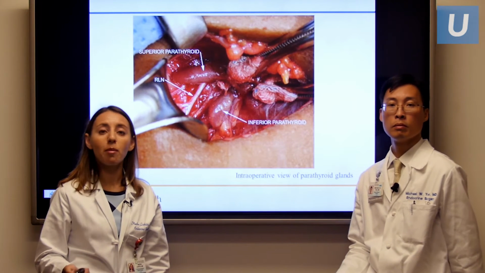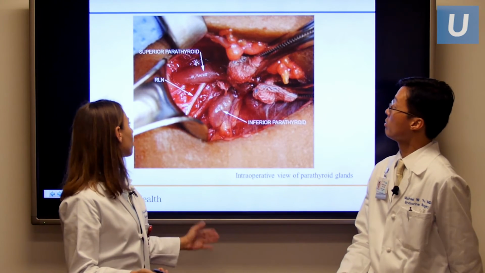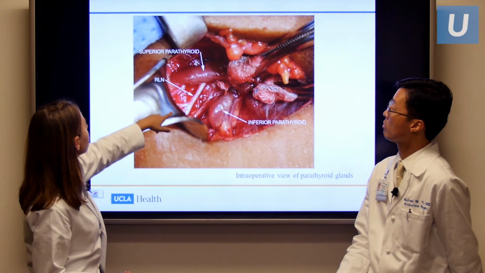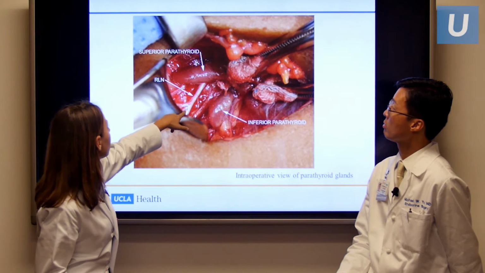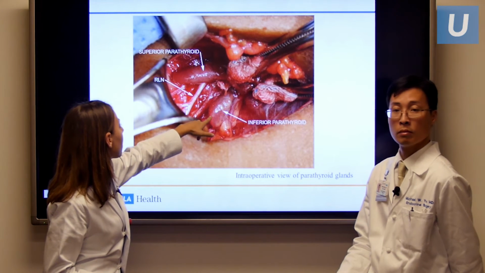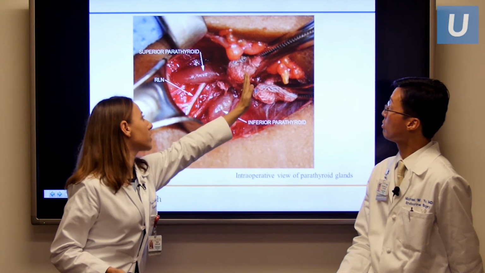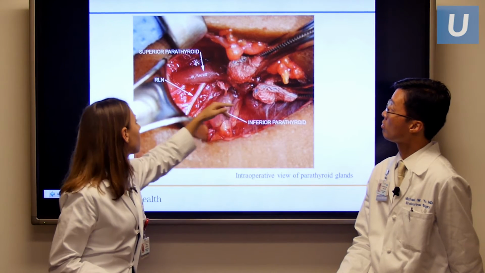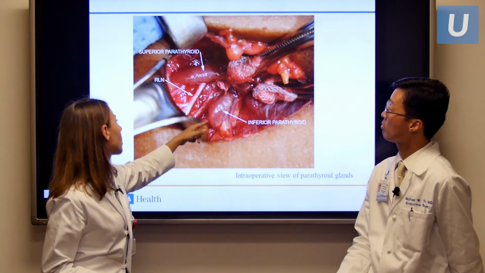Now this is an intraoperative picture. A very nice intraoperative picture of the parathyroid gland. You can see this is the nerve that we were talking about here. And then this is the superior parathyroid gland and the inferior parathyroid gland. The thyroid is sort of pressed away, gently pushed aside. You can see both of these parathyroid glands are enlarged and abnormal.